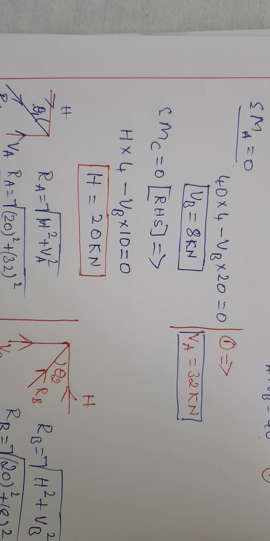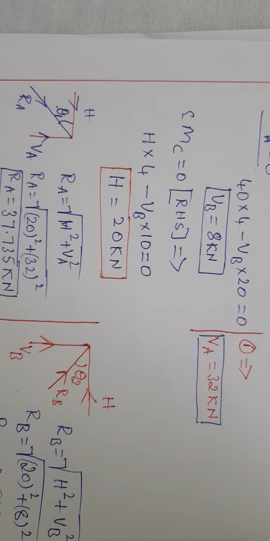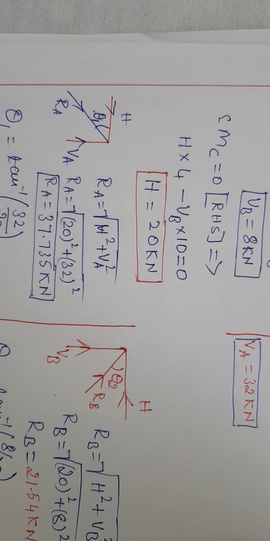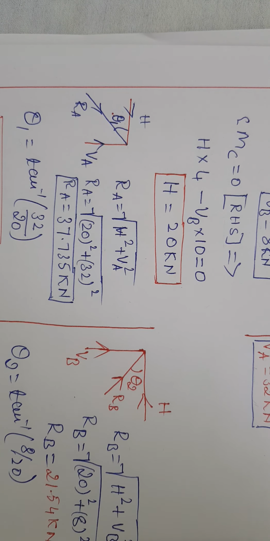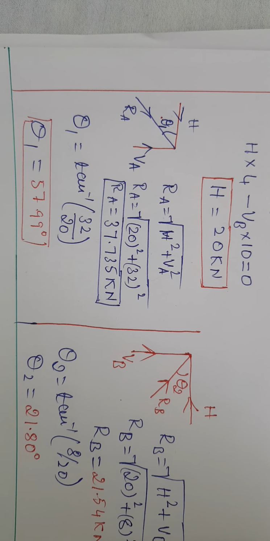Then we can easily find out the resultant of the two components, one horizontal and another vertical component, H and VA. So we can find out the resultant RA by using this formula, and the RA value came to 37.735 kilonewton, and its direction is tan inverse of vertical by horizontal.